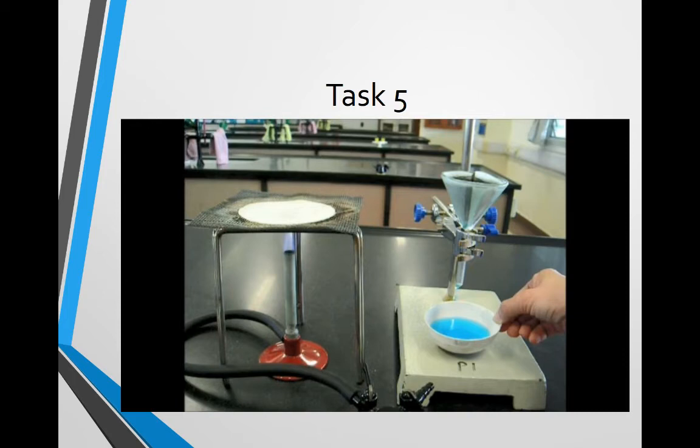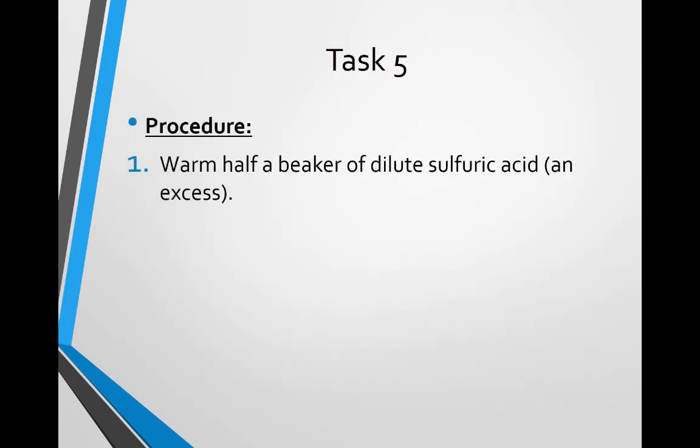Now, let's look at our procedure. In the video just now, they did not warm the acid, but I would recommend that you warm this dilute sulfuric acid, which should be in excess because you want all of the copper 2 oxide to fully react with it. I warm this acid because the reaction might be very slow, and warming would make it faster. I don't have to boil the acid; just warming will do.